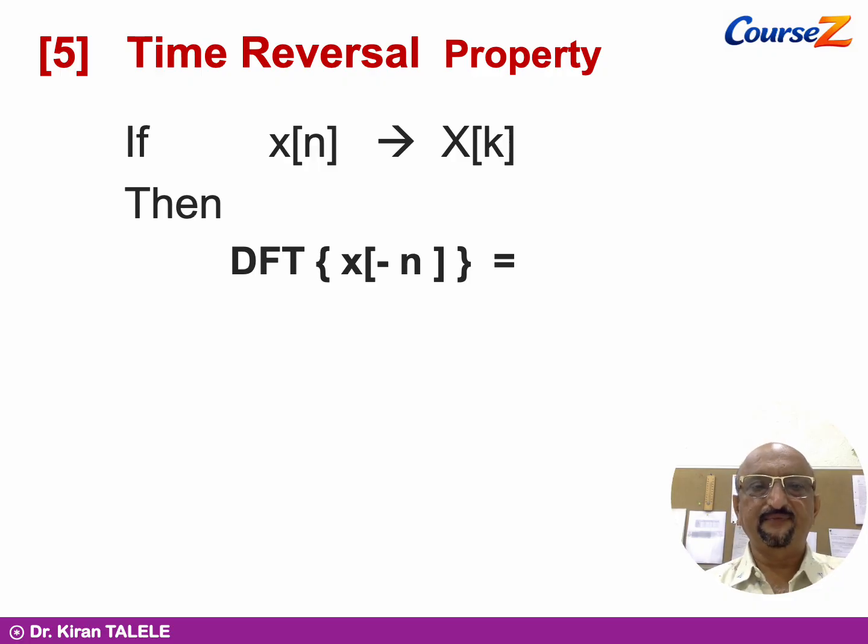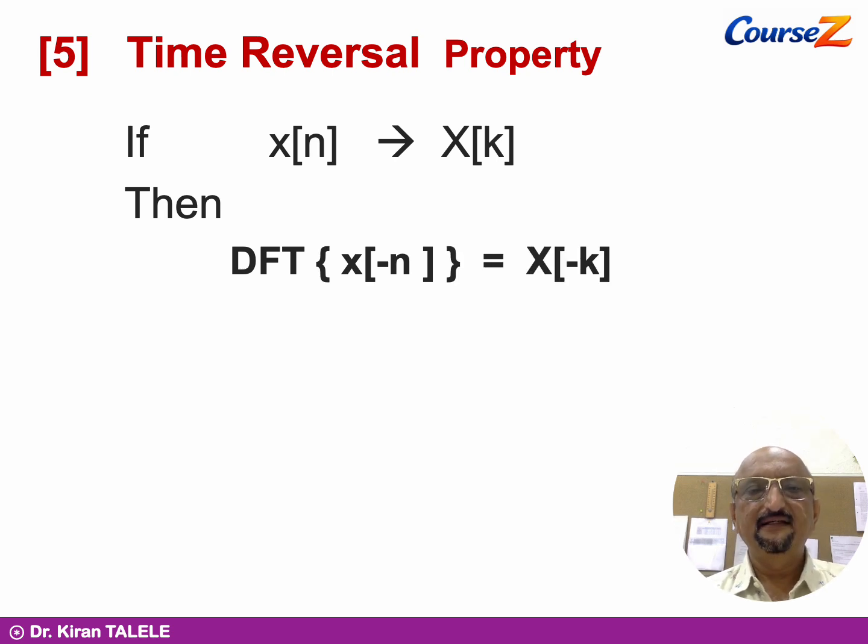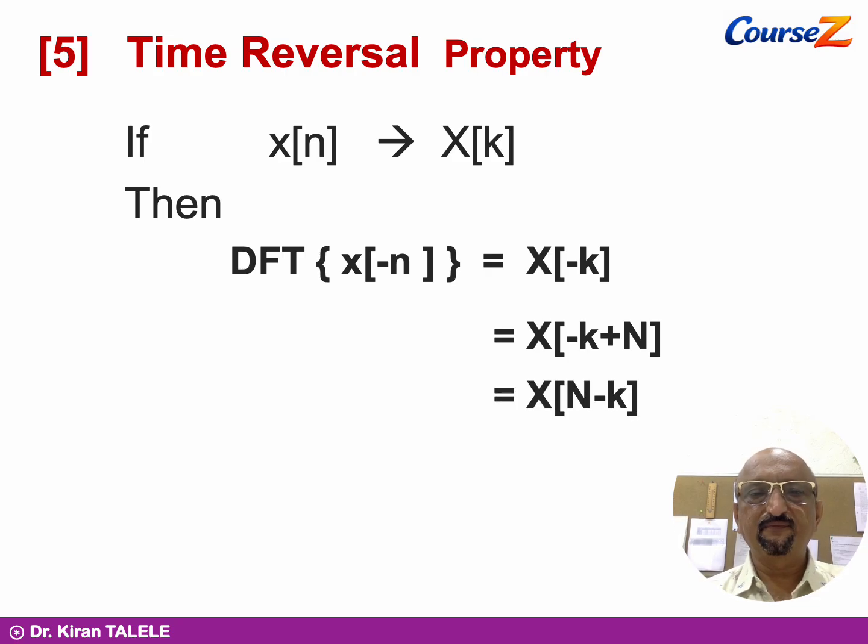Reversal property of DFT. DFT of x of minus n is X of minus k. DFT results are always periodic, and therefore we can write X of minus k is equal to X of minus k plus N, where N is the period of input as well as output signal. This can be simplified to X of N minus k.